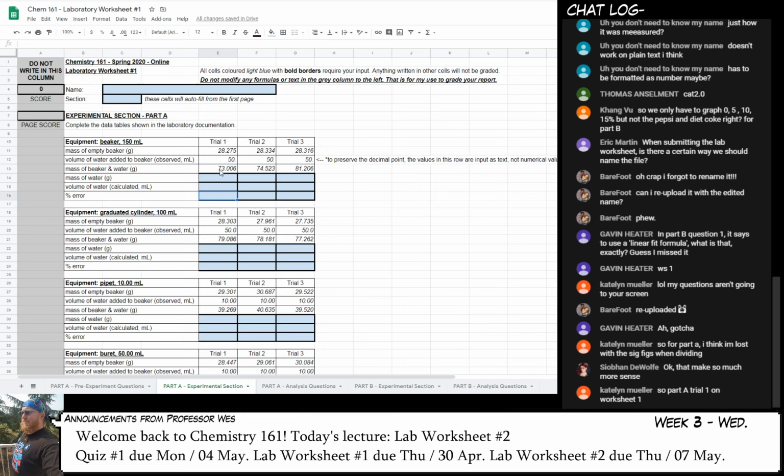Okay, so if you are doing this math here, you need to consider sig figs based on what operation you're doing. For example, if I want the mass of water, that's just going to be the mass of the beaker and water minus the beaker. So that would be a problem like this. I would do the subtraction, and I would use the addition and subtraction rules.